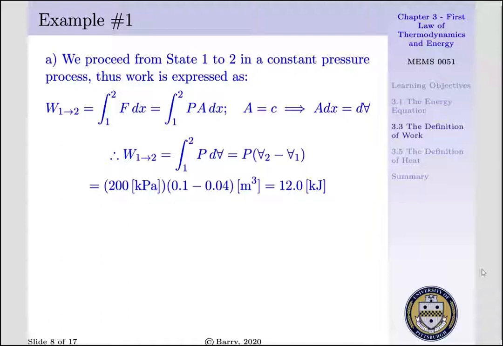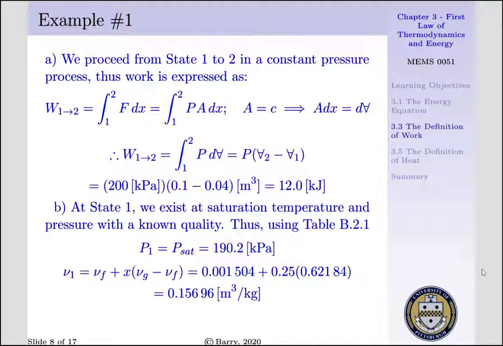So our work from state 1 to state 2 for a constant pressure process would be equal to our pressure times the change of volume between our final and initial state. For this problem, our pressure was given as 0.2 MPa or 200 kPa, and our volume went from 40,000 cubic centimeters at state 1 to 100,000 cubic centimeters at state 2. So we'd have 0.1 minus 0.04 meters cubed. Thus, our work produced within this process is 12.0 kilojoules. The quantity is positive, and therefore we have work out of our system.